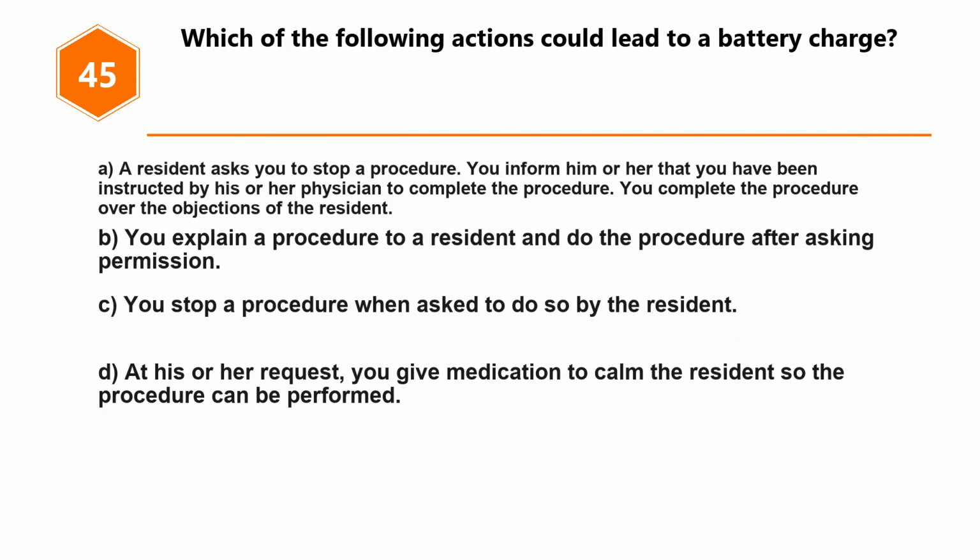Question 45. Which of the following actions could lead to a battery charge? Option A. A resident asks you to stop a procedure. You inform him or her that you have been instructed by his or her physician to complete the procedure. You complete the procedure over the objections of the resident. Option B. You explain a procedure to a resident and do the procedure after asking permission. Option C. You stop a procedure when asked to do so by the resident. Option D. At his or her request, you give medication to calm the resident so the procedure can be performed.